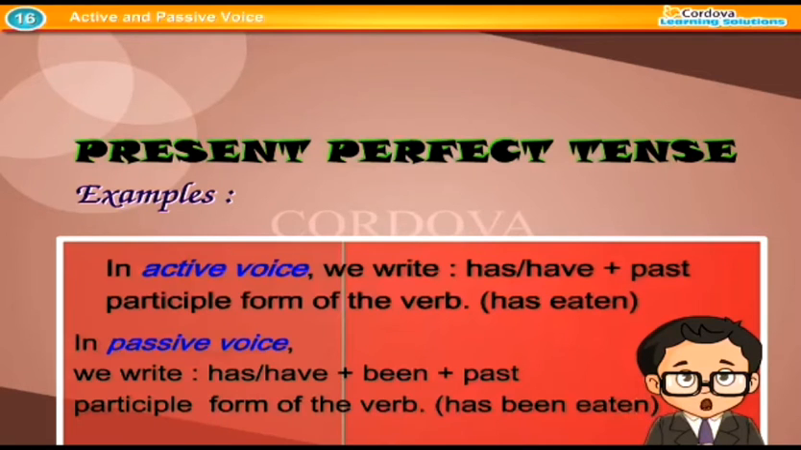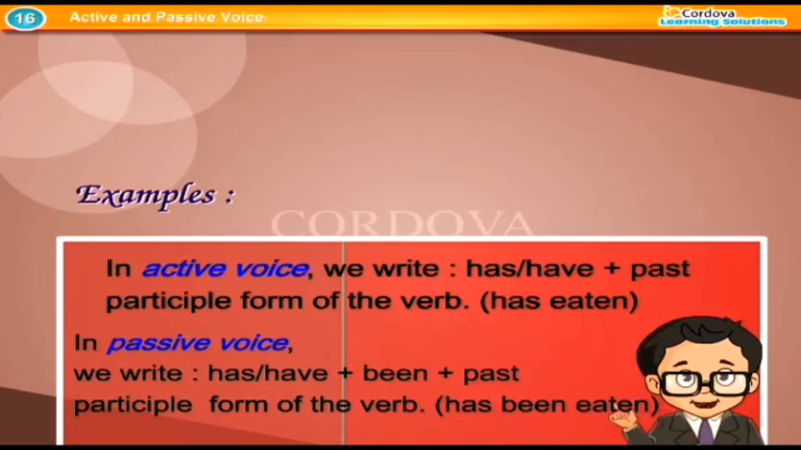Passive voice. In active voice, we write has, have plus the past participle form of the verb: has eaten. In passive voice, we write has, have plus been plus the past participle form of the verb: has been eaten.